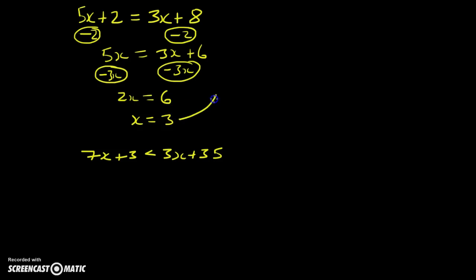Now one thing you should always do whenever you get a solution to an equation is double check that it actually works. So 5 multiplied by 3, because we've got our solution is 3, 5 multiplied by 3, 15. Add the 2 gives us 17. So that's the left hand side. Right hand side, 3 multiplied by 3, that's 9. Add 8, 17. So 17 equals 17. Correct. So x equals 3 works.